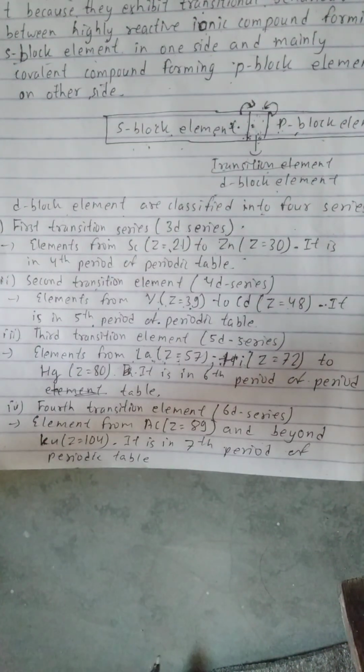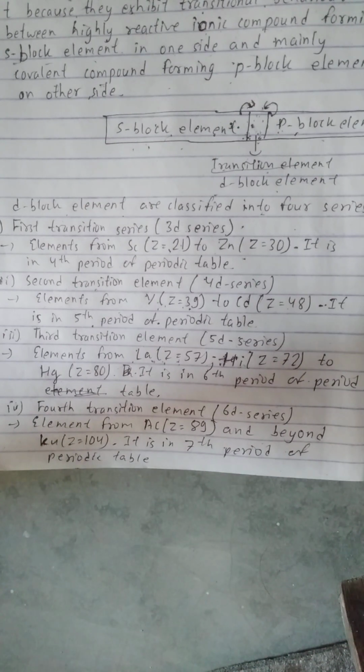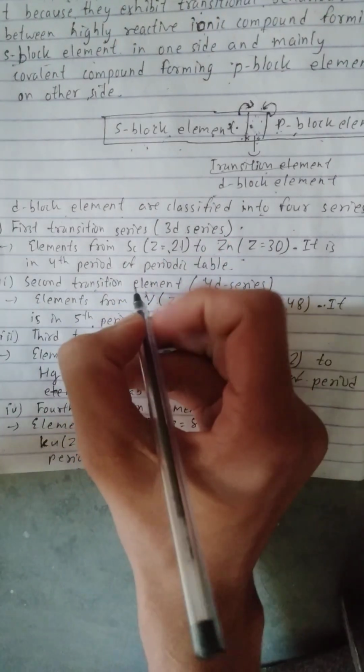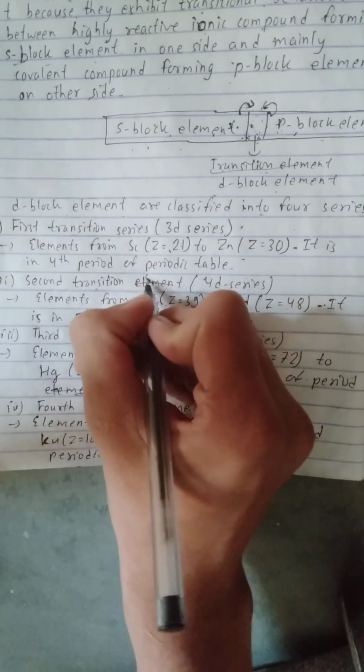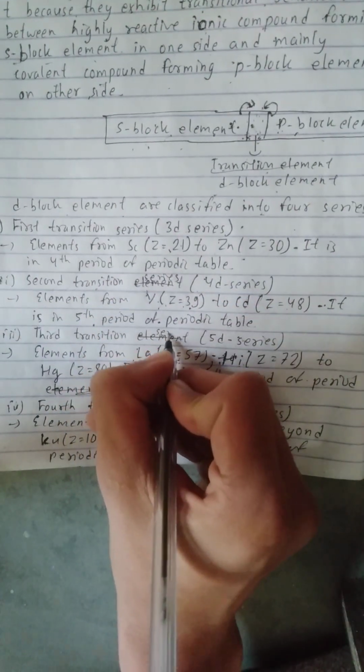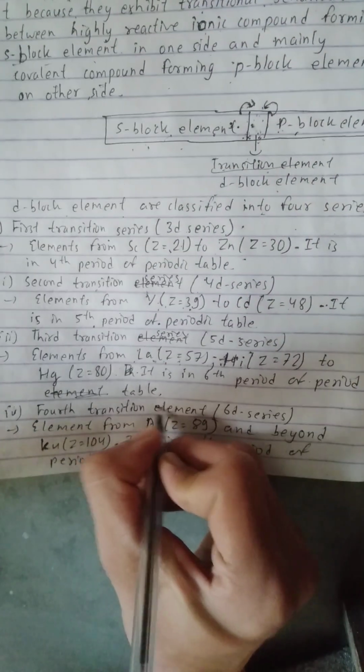Now the d block elements in the periodic table are also classified into various series. They are the first transition series, the 3d series, the second transition series, the third transition series, and also the fourth transition series.